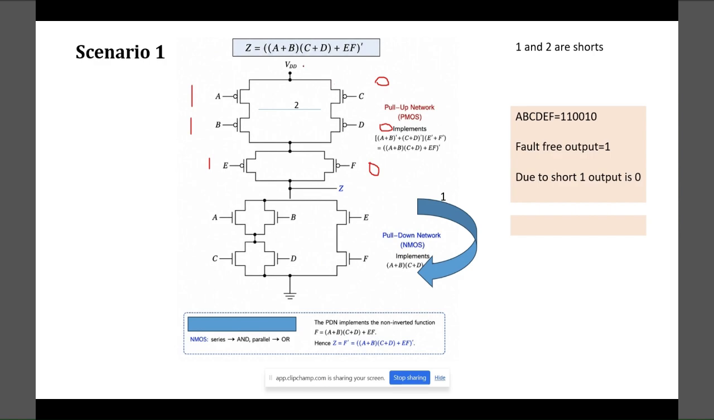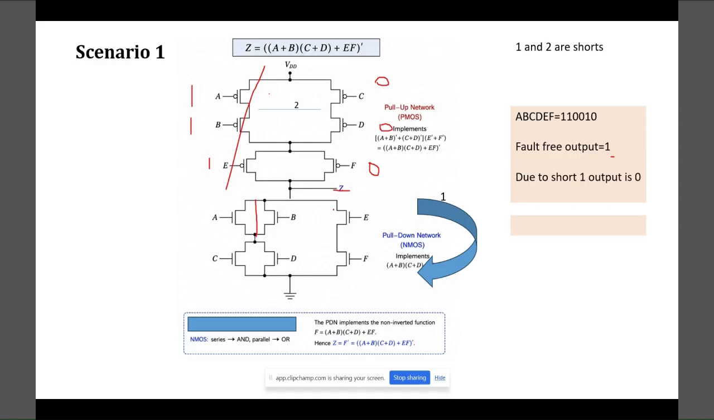So in this particular case, this path is totally disconnected. Only C, D, and F are on and it is connected to Z, and we'll get the output as 1. This is fault free. Quite the opposite operation happens. A and B will be shorted.